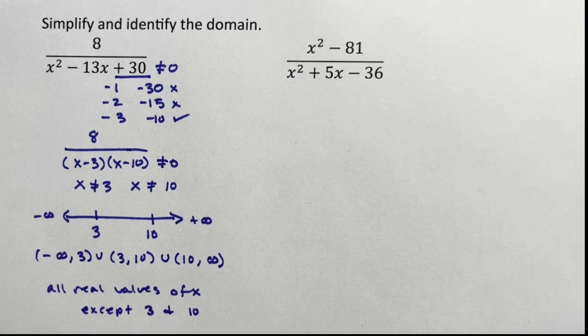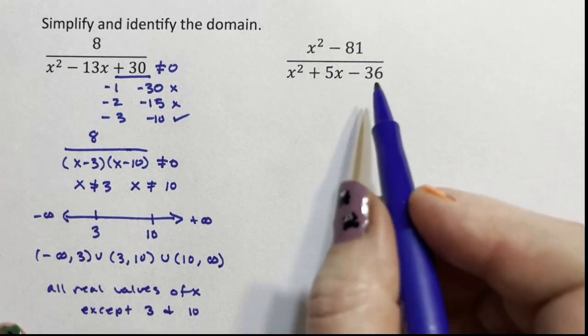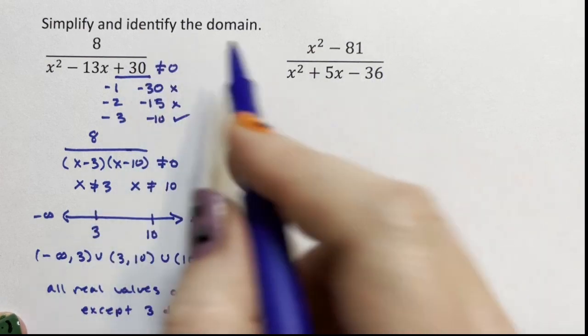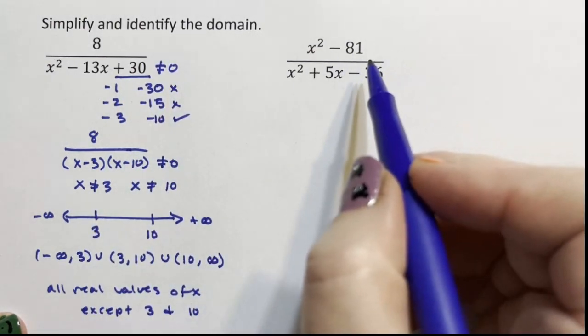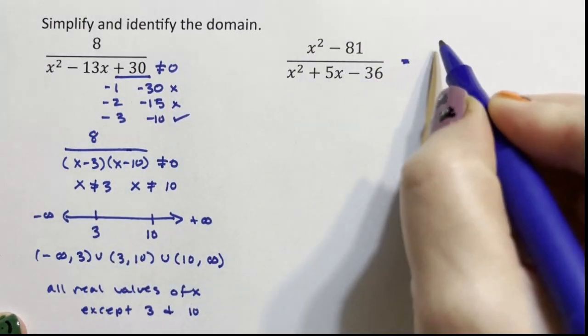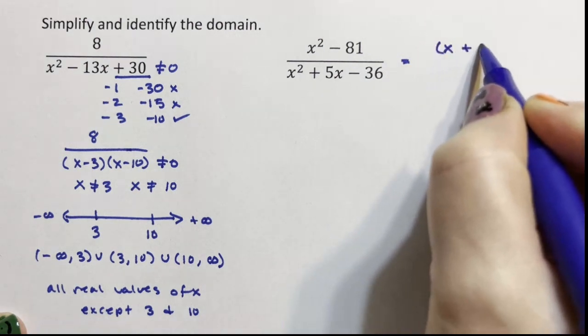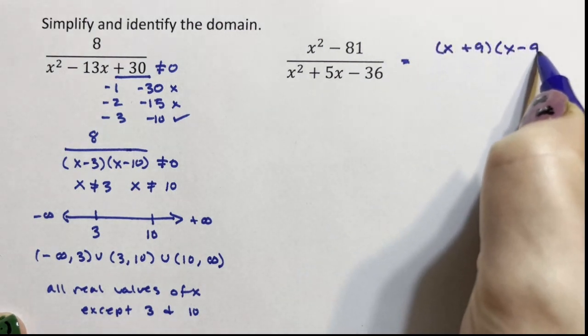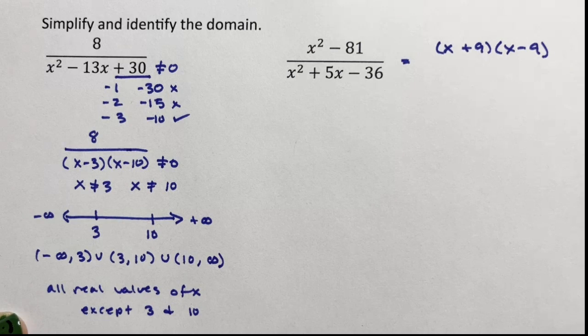All right. For our next one, it says simplify and identify the domain, which means I have to factor top and bottom. The numerator is pretty simple. It's a difference of two squares. So x plus 9, x minus 9. Now, even if we can simplify it, the domain is still restricted by whatever was originally in the domain. So if one of the factors in the denominator is an x plus 9 or an x minus 9, that is still a restricted value in the domain.